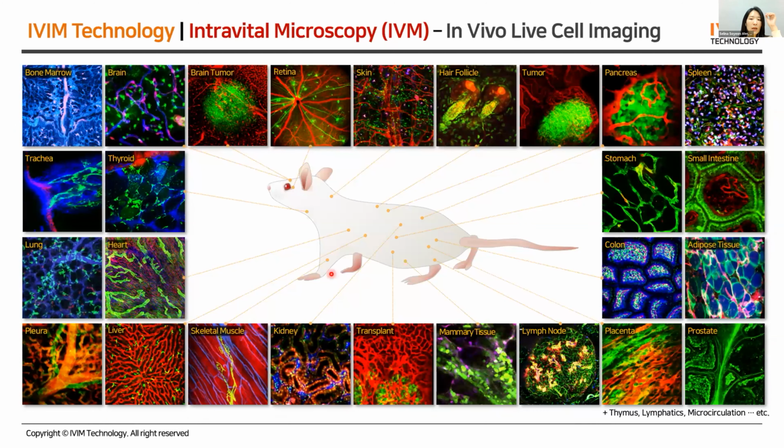And finally, IVIM's intravital microscopy has succeeded in high-quality live cell imaging in almost all internal organs in the live mouse model. It includes the brain, tumor, skin, pancreas, spleen, GI tract, prostate, and some lymph node, mammary tissue, placenta, and even heart and retina imaging in vivo.